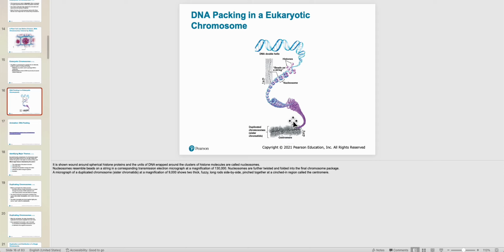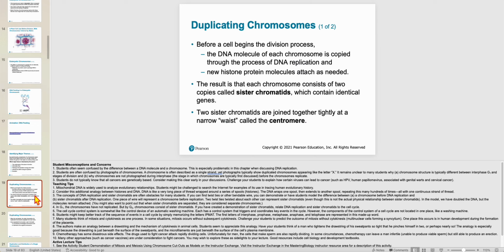So if someone says on a test, what is a chromosome made out of? They're made out of sister chromatids, meaning each leg is a chromatid, and they're sisters because they are copies of each other. And they're held together in the middle here at the waist, and that's called the centromere. Okay, moving on.